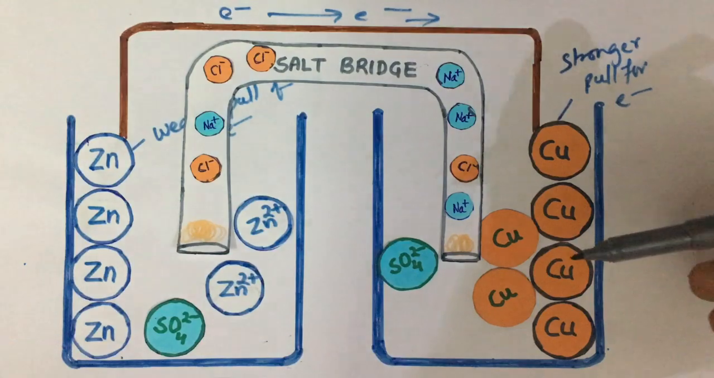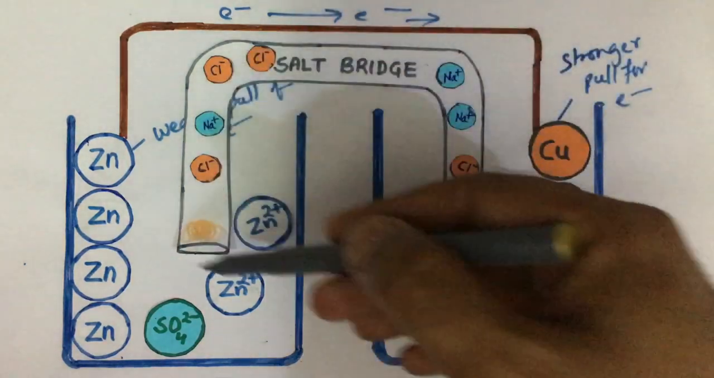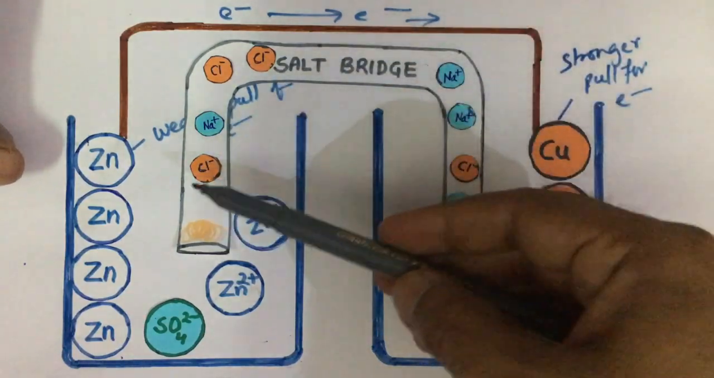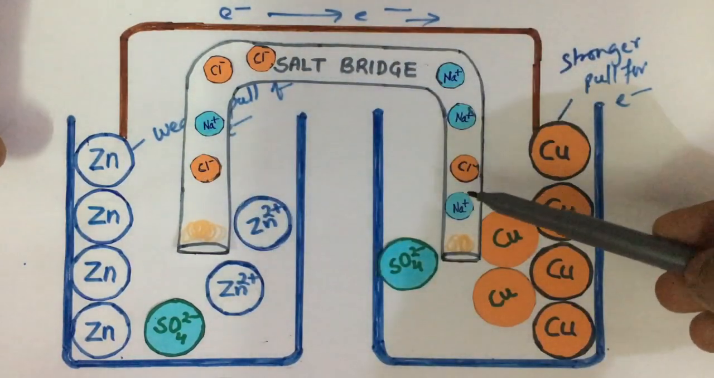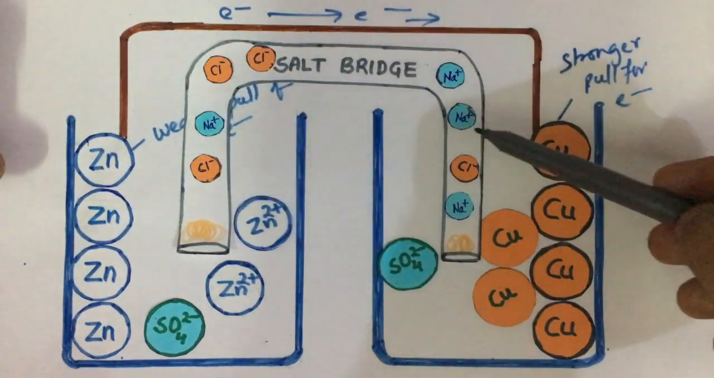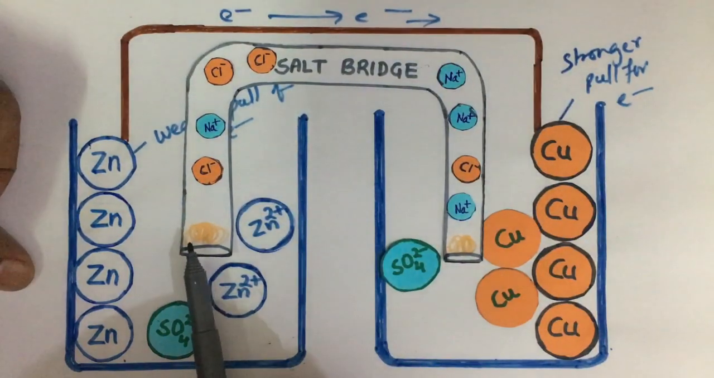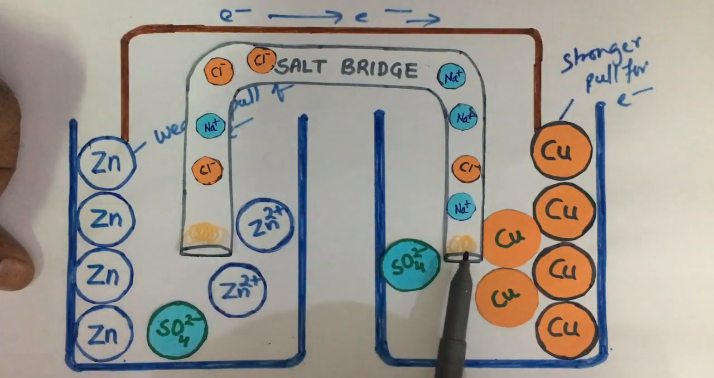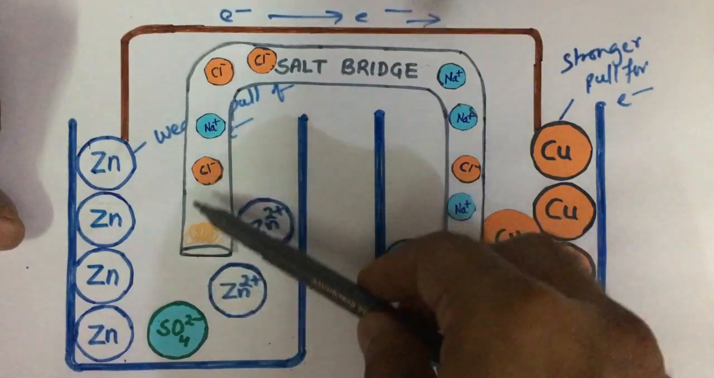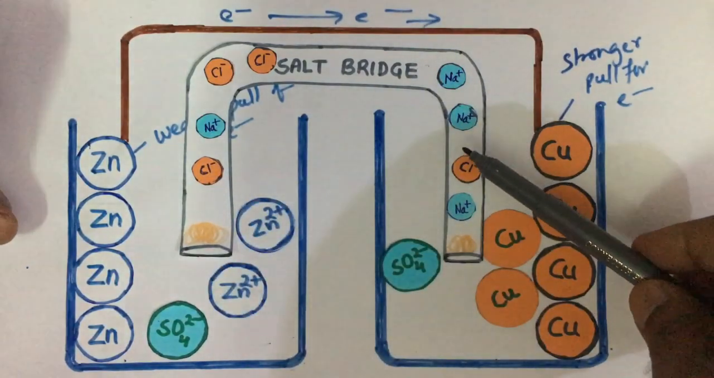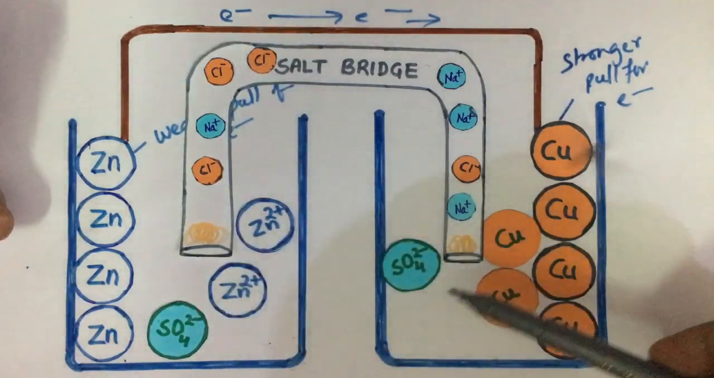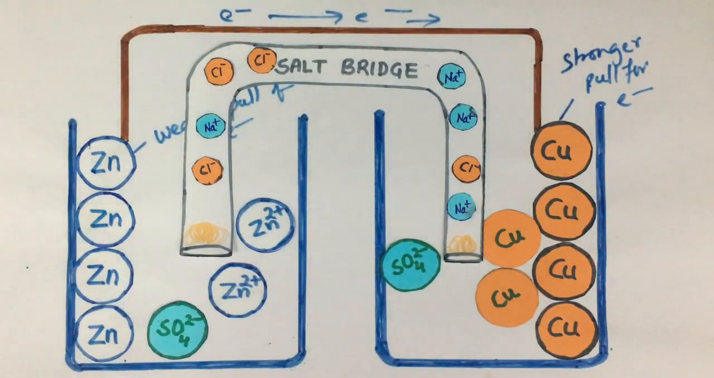Now the salt bridge is an inverted U-tube, which is made up of sodium chloride or potassium chloride mixed in a gelatin or agar-agar medium, and in both the ends it is fitted with cotton, and through this cotton the negative ions and positive ions can diffuse from the salt bridge into the oxidation and reduction halves.